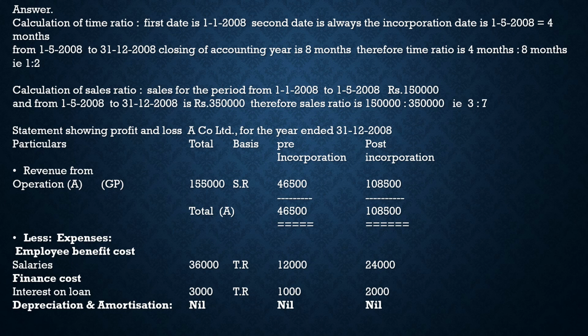Then interest on loan. Interest on loan is nothing but time ratio. Interest is paid on a monthly basis, isn't it? Therefore, time ratio. So when you divide that in time ratio, you'll get 1,000 and 2,000. Okay. Let's go to the next slide.